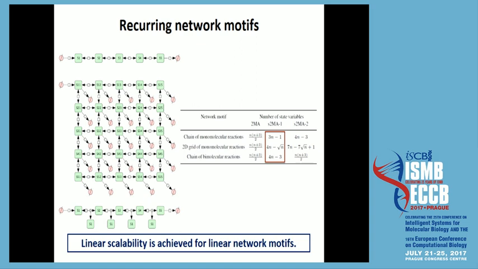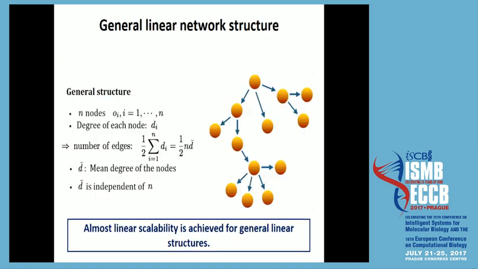And we looked at a chain of monomolecular reactions, a two-dimensional grid of reactions, and a chain of bimolecular reactions with a hub. And for all of them, we see that the size of the first degree S2MA scales linearly with the size of the network, or with the number of species, as opposed to the quadratic scaling of the full second-order moment equations.